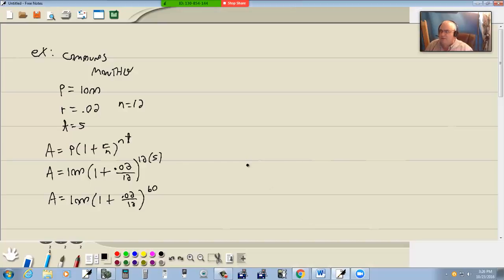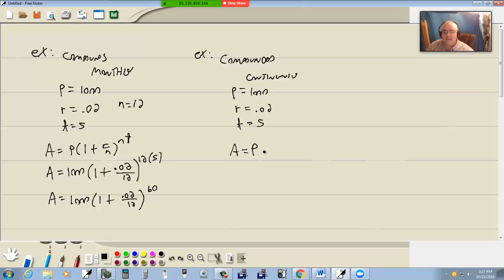Now the other formula is a little bit easier. If it says compounded continuously, and let's say P is equal to 1,000, R is 2% again, and time is 5 years. Since it says continuously, we're going to use our PERT formula. A is equal to P e to the RT. Well, A is 1,000, E, R is 0.02, times T, which is 5.